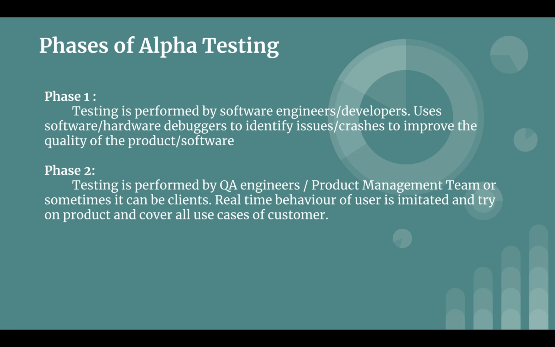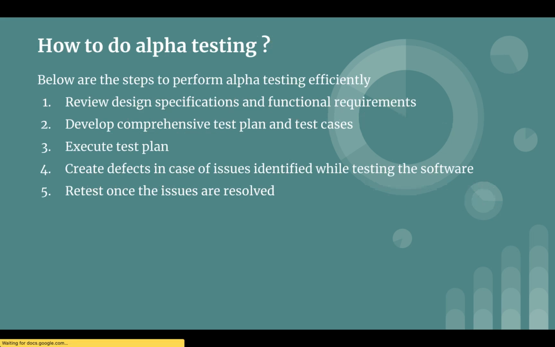In phase 2, this happens by QA engineers or product managers, or sometimes it can be the client. Here they try to mimic the real-time behavior of users, like logging into the system, resetting a password, or applying for a loan. These kinds of scenarios are tested in phase 2 by QA engineers or product managers, or sometimes by the client.